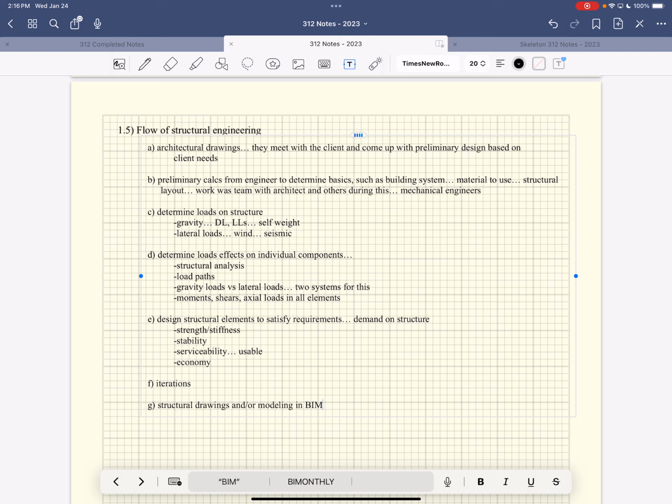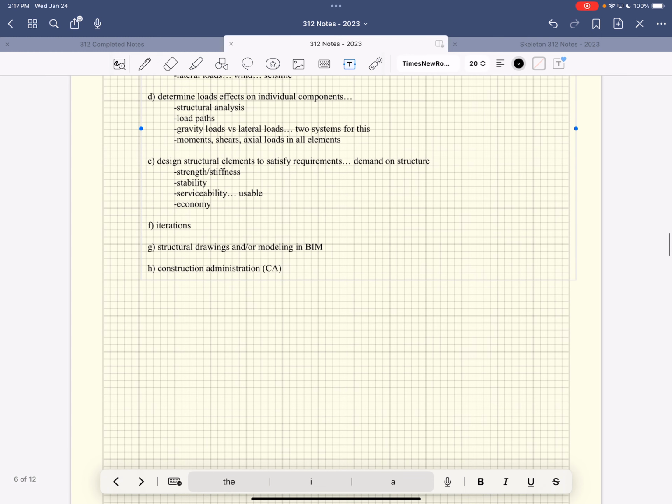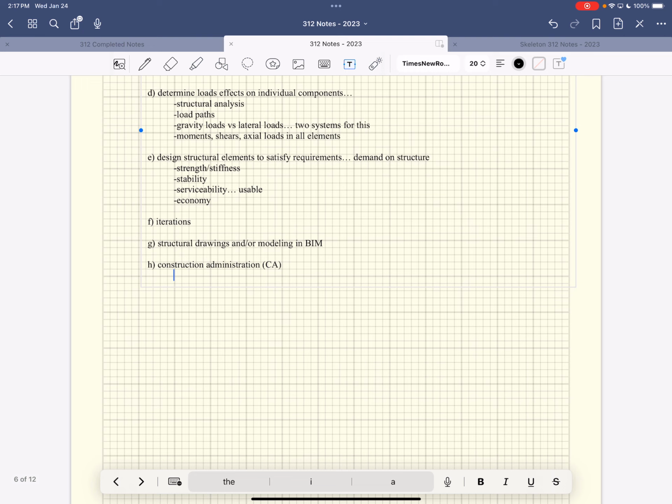There's still, even after that, once you make those last drawings, EFGH, you're still involved. It's called construction administration. CA sometimes is what you'll hear it called. You're actually part of this process as well. You're part of the construction administration, right? Part of this, what we have to do is this thing called shop drawings.